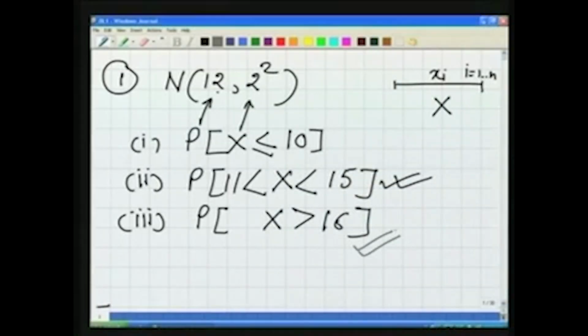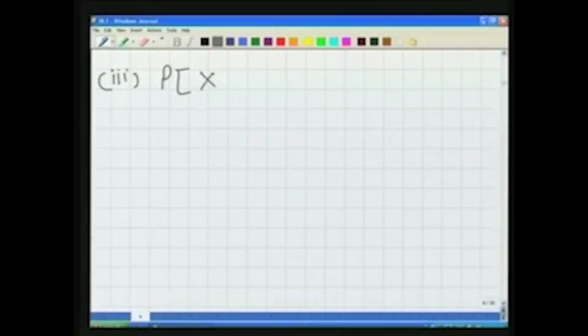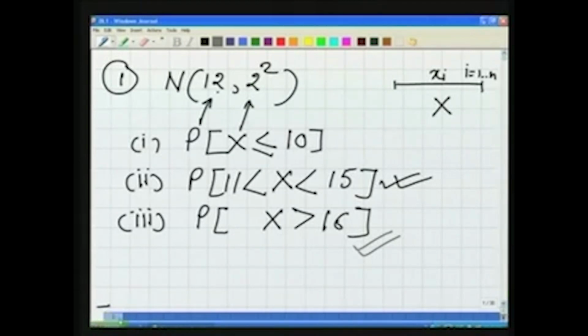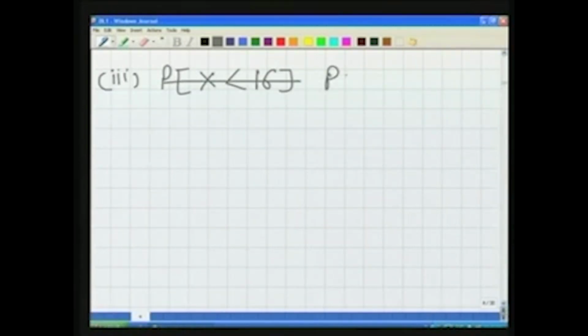Now we will go for the third part. It is slightly different, we have to handle it in a different way. So, we should know how to handle this also. The third part is we have to find the probability that the variable x is more than 16. Now, how do we find it?